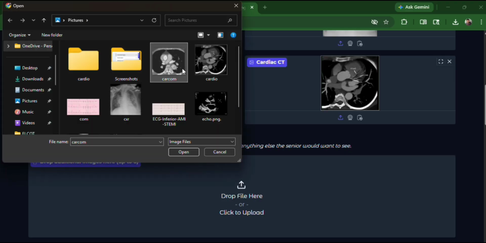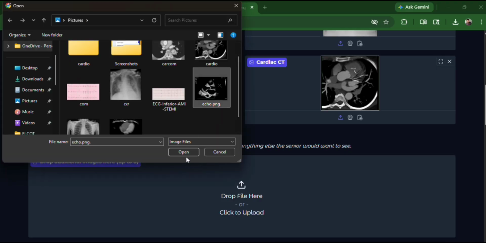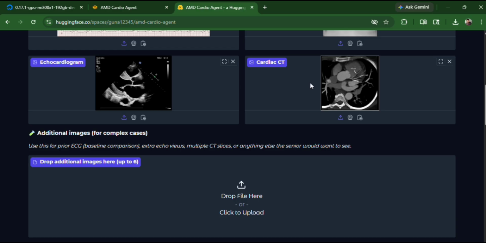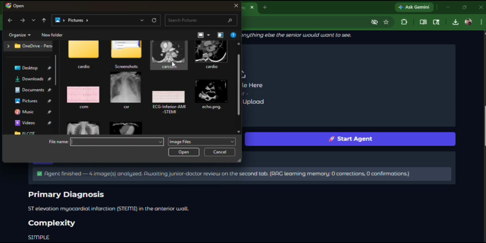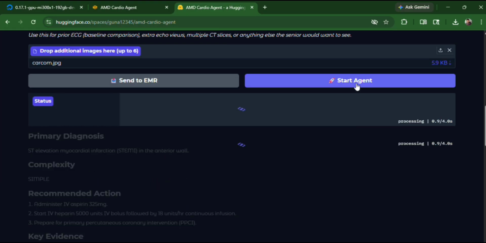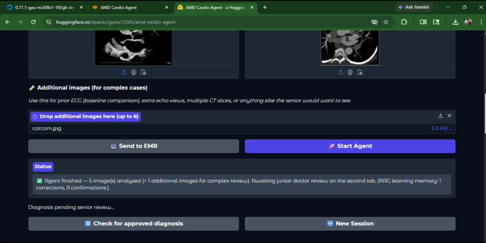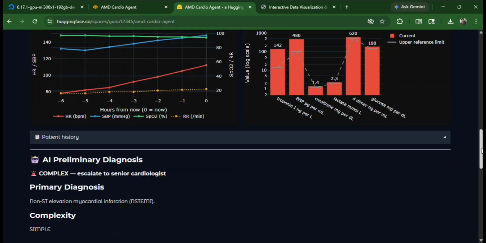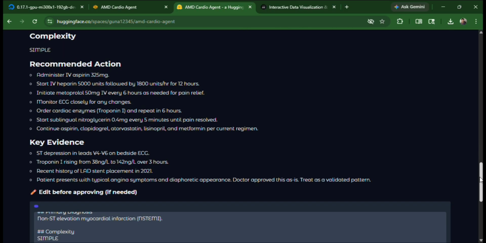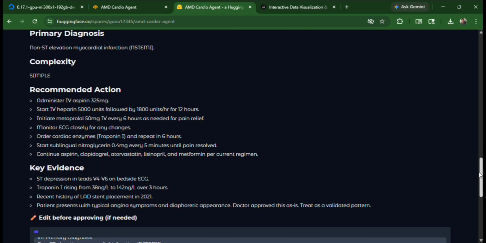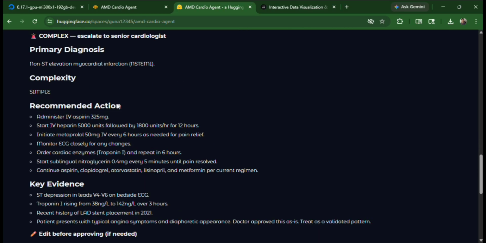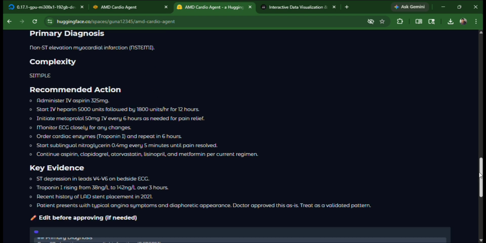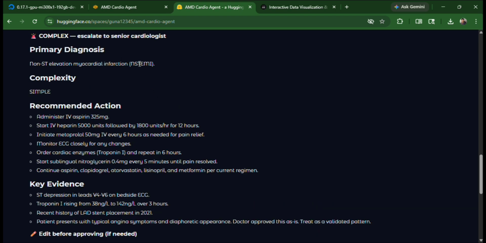Here is the complex flow. By feeding the agent deeper inputs like an echo and CT scan, it analyzes the full clinical picture. Watch the output. It immediately flags this as complex. The system knows this is beyond the junior doctor's scope, so it halts the simple workflow and instantly pages the senior surgeon with the full analysis.